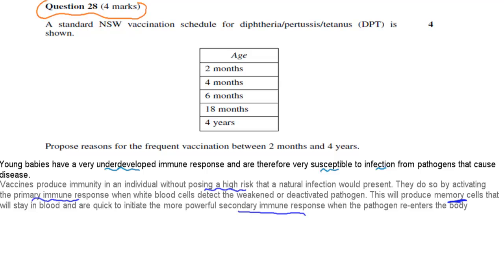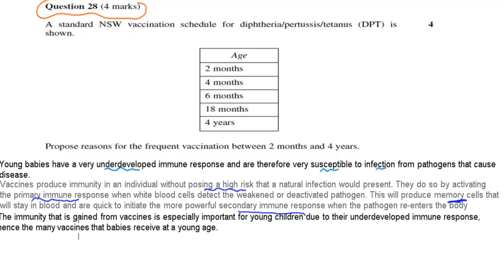So now I've said that babies have a very weak immune response, and that vaccines will produce a very powerful secondary immune response and give a child immunity. But now I have to link the two together still, and that's what I do in the last statement. The immunity that is gained from vaccines is especially important for young children due to their undeveloped immune response. Hence, why many vaccines are given at such a young age, right? So here I've tied the two things together. I've said they have a weak, undeveloped immune response, so if we give them vaccines early on, that means they're protected and the risk of deadly infection is reduced, more or less.